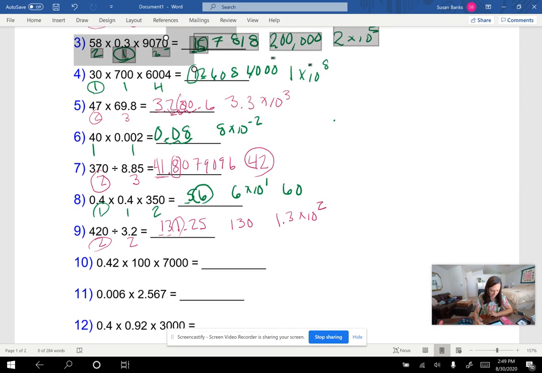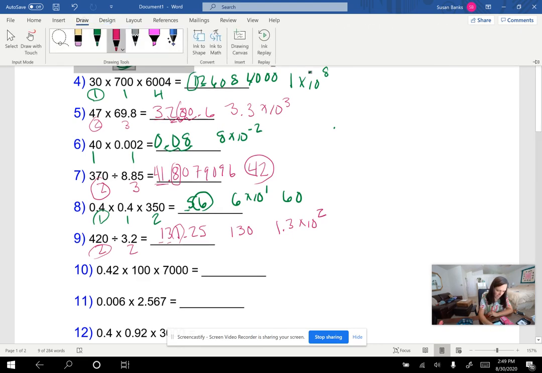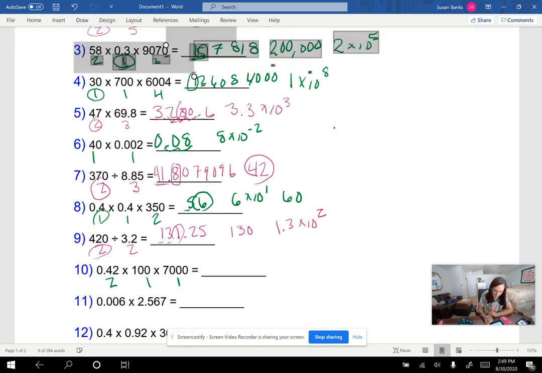Okay, last example. Number 10. Okay, number 10. I've got 2 digits here, I've got 1 digit here, and I've got 1 digit here. So I can only report 1 digit. So if I do 0.42 multiplied by 100 multiplied by 7,000, my calculator gives me 294,000. So 1 digit is all I can do.